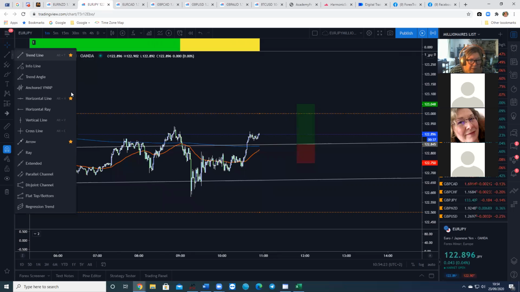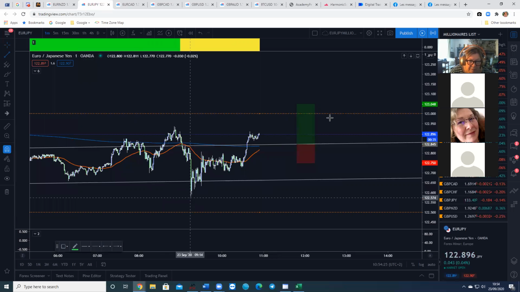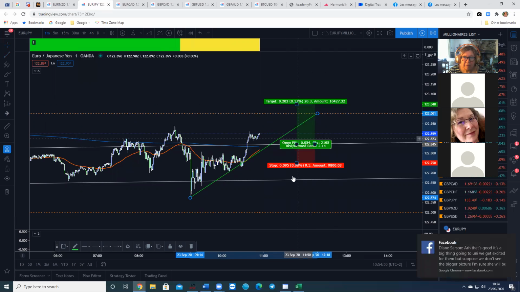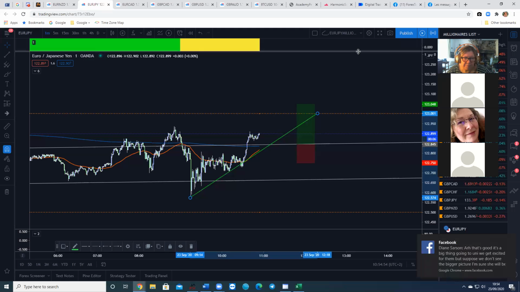But that is Euro JPY. Quite a lot of stalling out on these pairs, aren't there? Because I'm not getting very clean lines on the upward trend. You could draw it sort of quite far out like that. Okay, so that's Euro JPY.